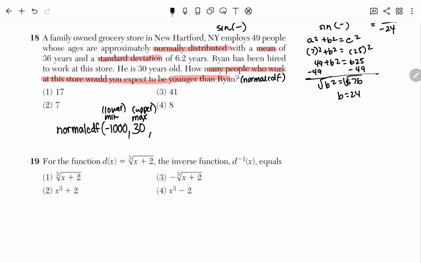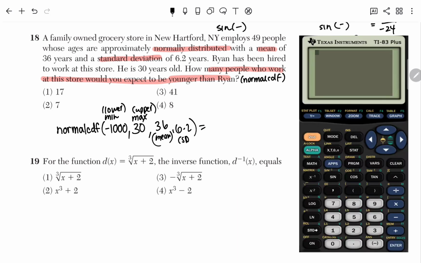I'm going to show you this on the calculator. We're going to do 36 as our mean, and our standard deviation of 6.2 into our calculator. So when we put this in our calculator, we do second vars, normal CDF, which is 2. We're going to put in negative 1,000, 30, 36, 6.2, and we're going to hit enter. We're going to get 0.1665866.